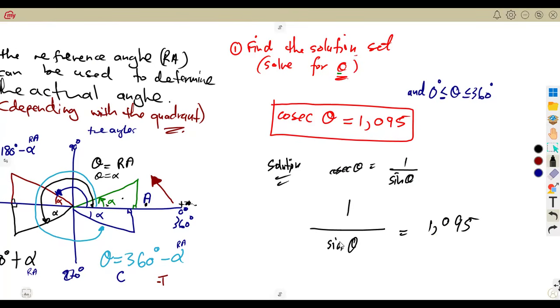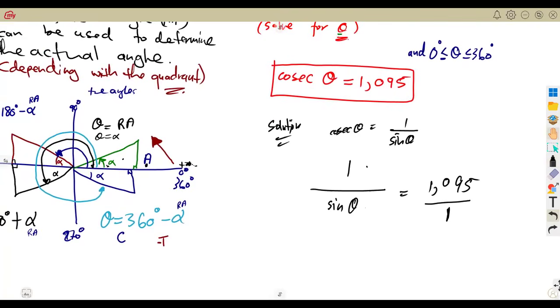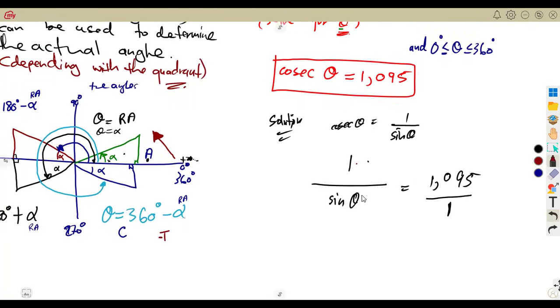1,095. So if 1 over sine theta is the same as 1,095 over 1, guys, if you understand your mathematics very well, if 1 over sine is equal, what about sine? Just interchange. It means sine theta is equal to sine theta over 1, interchanged, so 1 over 1,095, just like that. Or you can cross multiply and then divide. I talked about that.